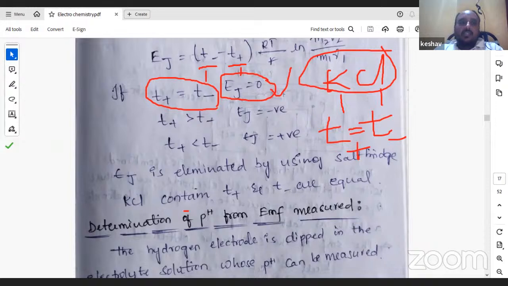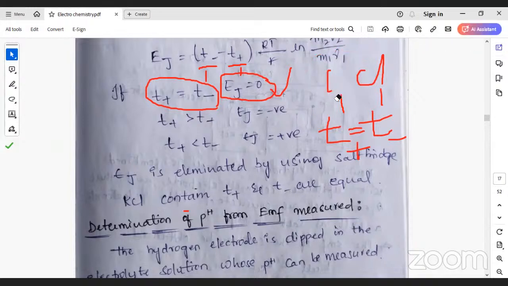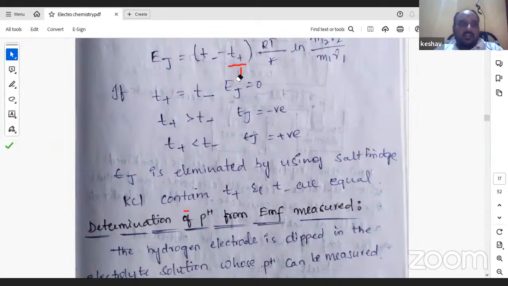So that is the reason. That's why we can easily eliminate liquid junction potential with the help of using a salt bridge. Okay. Right. Then, for example, if its transport numbers are not equal, means T plus is more compared to T minus.